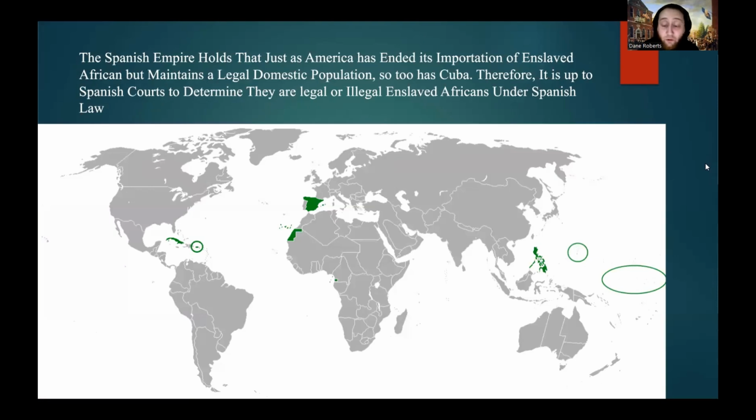However, probably unsurprising to everyone watching this video, or at least a lot of people watching this video, the Spanish Empire held that just as America had ended its importation of enslaved Africans, but maintained a legal domestic population, so too had Cuba. Therefore, it was up to Spanish courts to determine whether or not the individuals were legally or illegally enslaved under Spanish law.